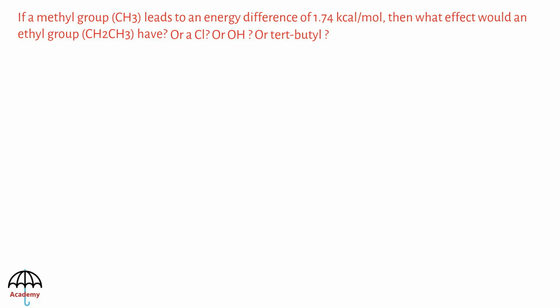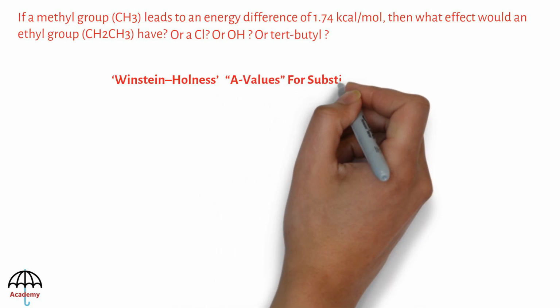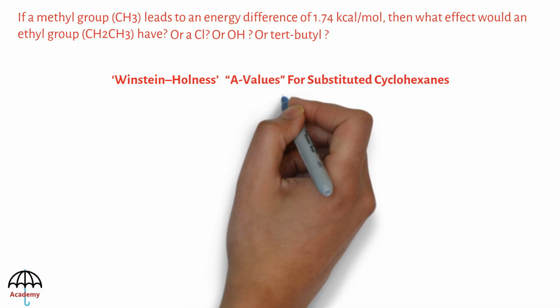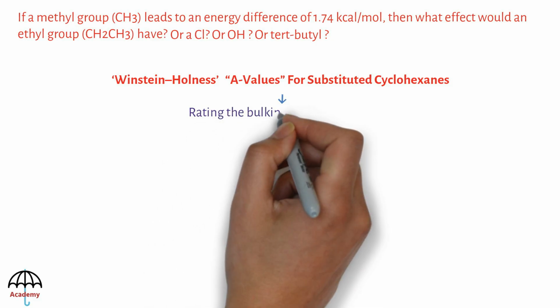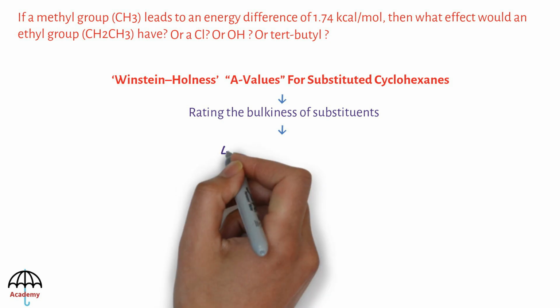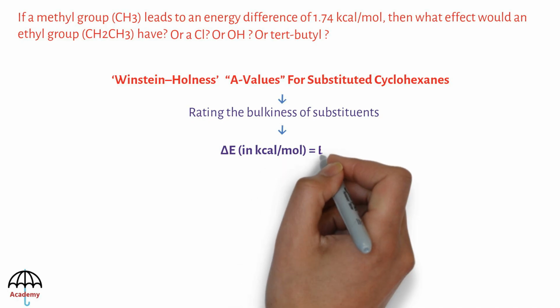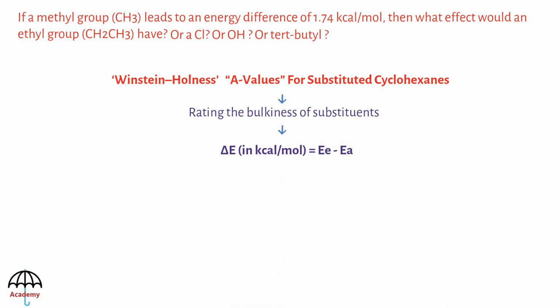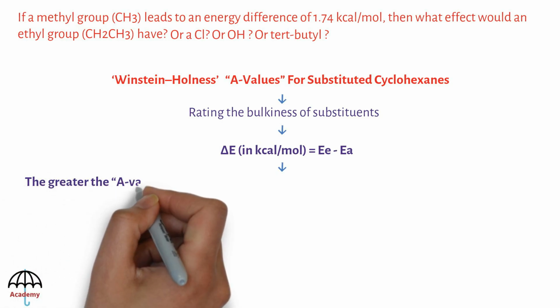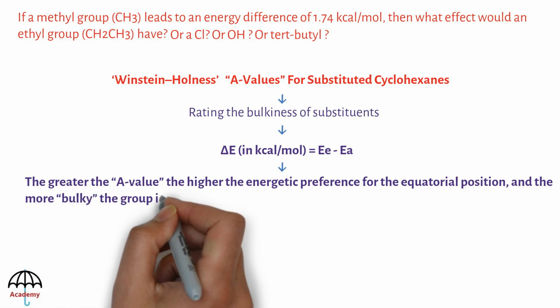This energy difference between equatorial and axial conformer has become known as Winstein-Holness A values for substituted cyclohexanes. These A values are a numerical way of rating the bulkiness of substituents on a cyclohexane ring. The A value represents the difference in energy, in kcal per mole, between the cyclohexane conformation bearing the group in the equatorial position, which of course is more favored, and the cyclohexane conformation bearing the group in the axial position. The greater the A value, the higher the energetic preference for the equatorial position and the more bulky the group is considered.